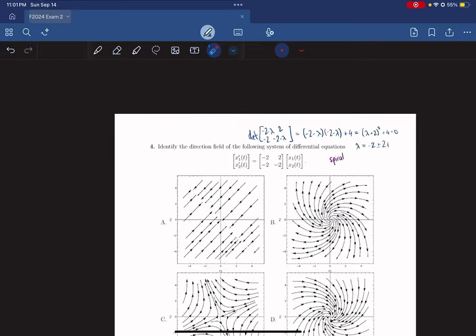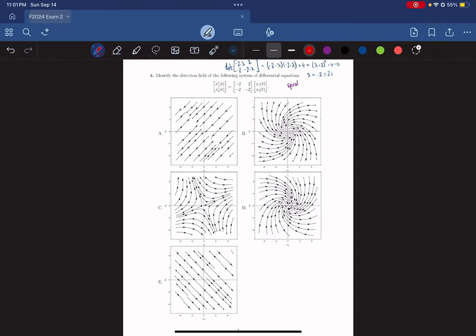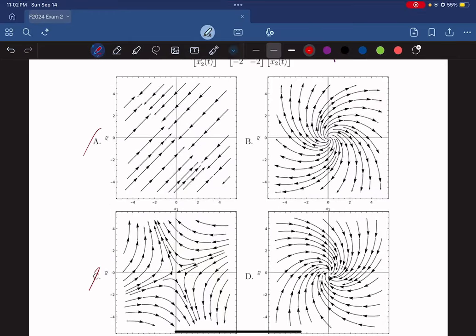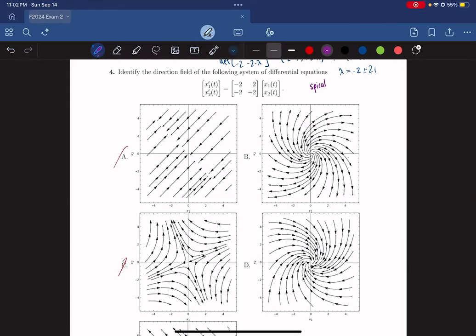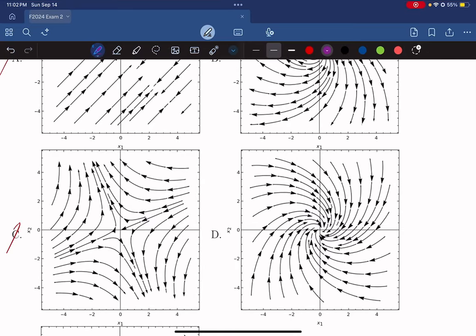So from there, you just look at our slope fields, and you can immediately say that it's not that, or that, or that, because those are not spirals. And since we know it's a spiral sink because it's negative, you just look at which one is a sink. That one looks like a wormhole or something, so we're going to choose that one. And that is the correct one.